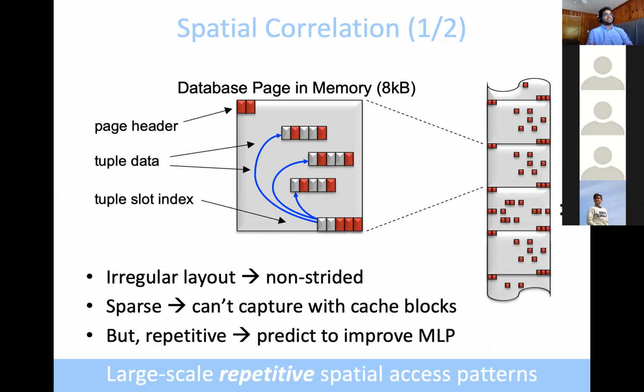An example is in a database, right? So it's a completely irregular layout of data. If you look at a page in memory, the first parts are the page header. So you typically access the page header, then you access the tuple slot index, find the tuples you're interested in, go into those tuples, and then extract the stuff that you're interested in, like the columns that you're interested in.